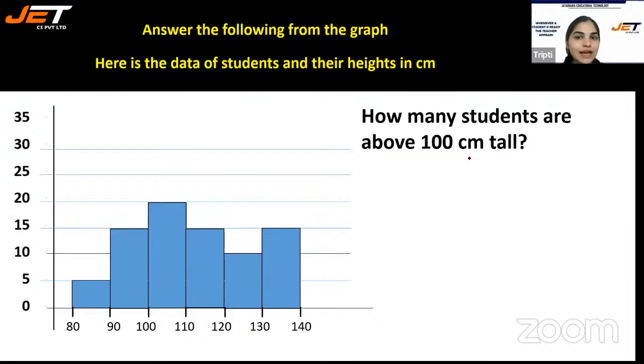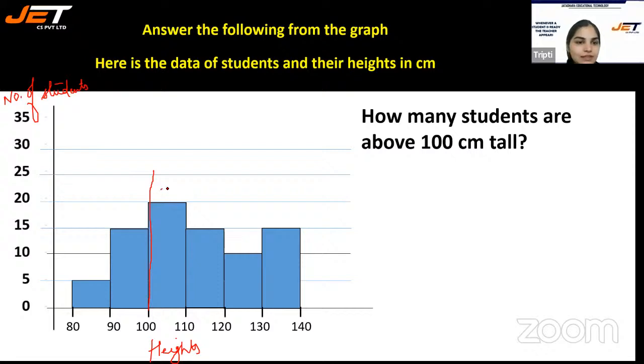How many students are above 100 centimeters tall? This is the data of students and their heights in centimeters. This is a histogram. Here you need to tell how many students are above 100 centimeters tall. This is their heights, and this is the number of students. So above 100 means from here.